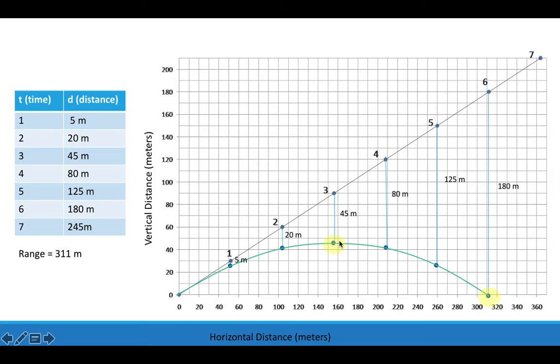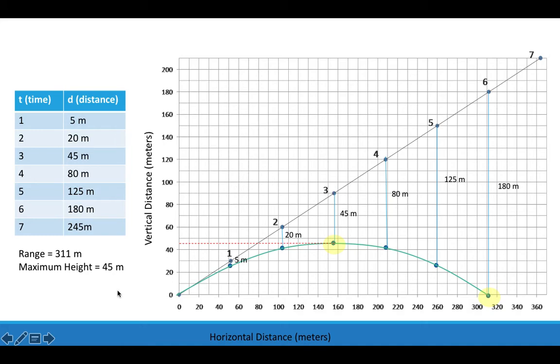I also see someplace up here that the projectile has reached some maximum height. And so if I go across on my graph, that maximum height is somewhere between 40 and 50 meters. I'm going to estimate the maximum height is right at 45 meters. And again, if I had a ruler and I was drawing this, I could measure this distance here. But I do have my axes that I can use.